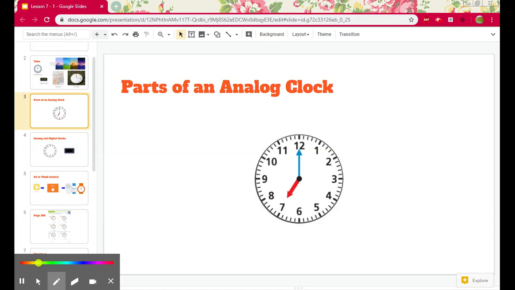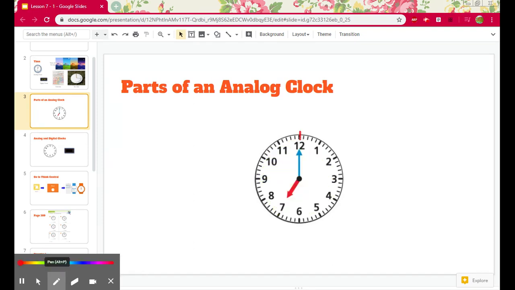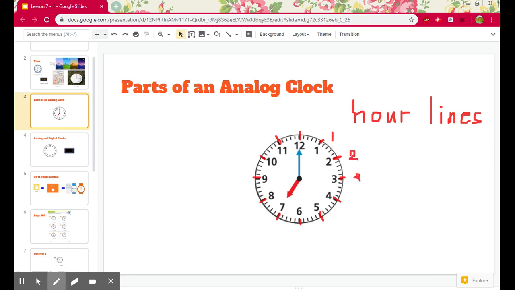Let's talk about parts of an analog clock. The whole surface of an analog clock is called the face. The thick lines around the face of the clock are called hour lines. We've marked each hour line in red. How many hour lines are around the face of the clock? There are 12 hour lines. There is a number for each hour line. The numbers are 1, 2, 3, 4, 5, 6, 7, 8, 9, 10, 11, and 12.